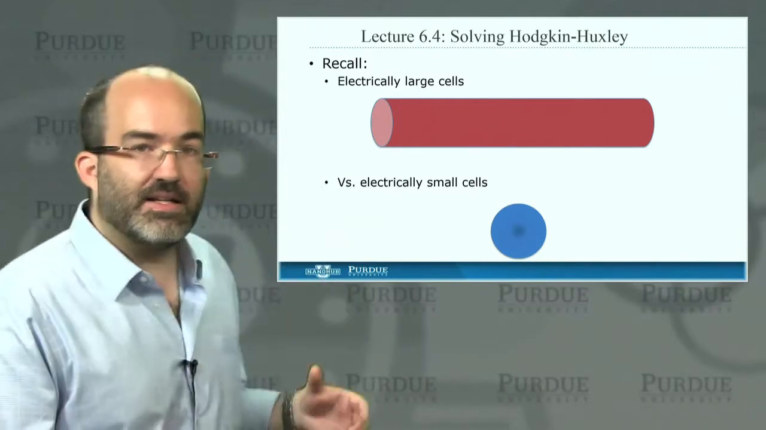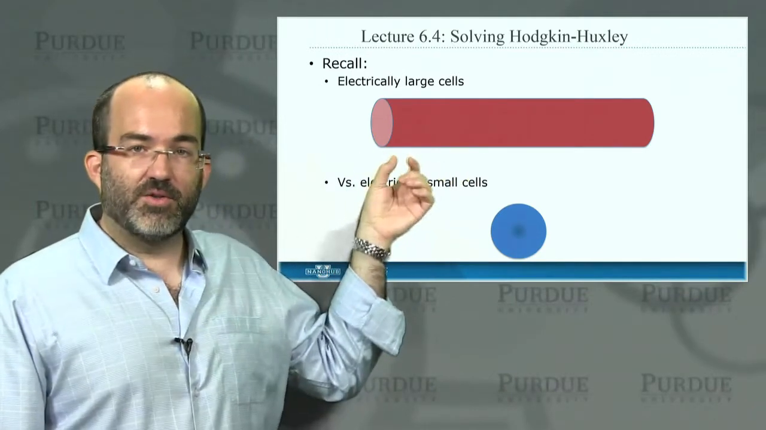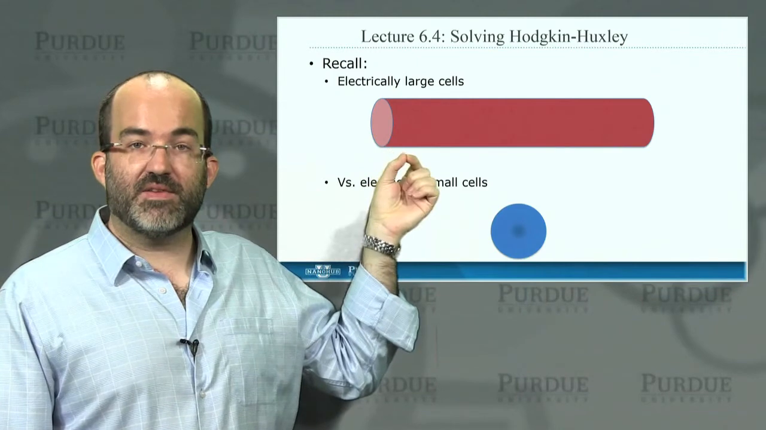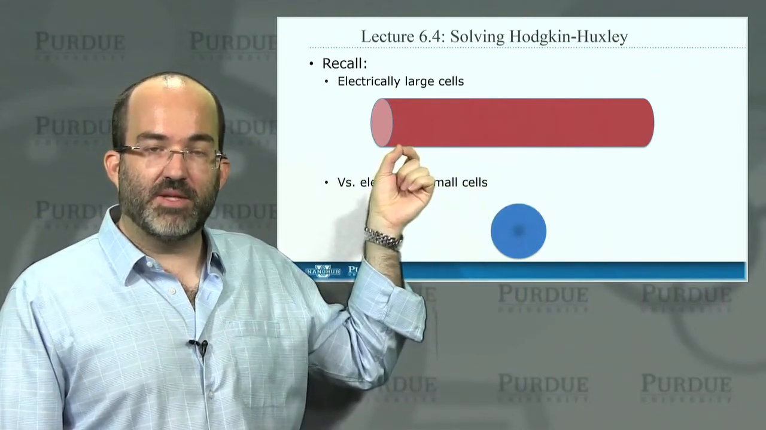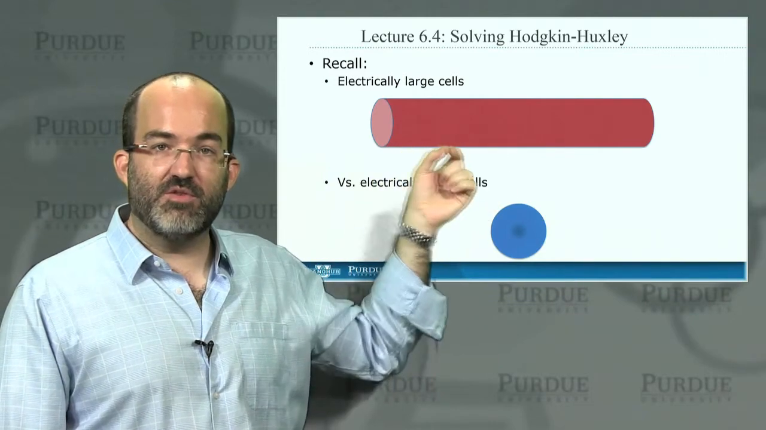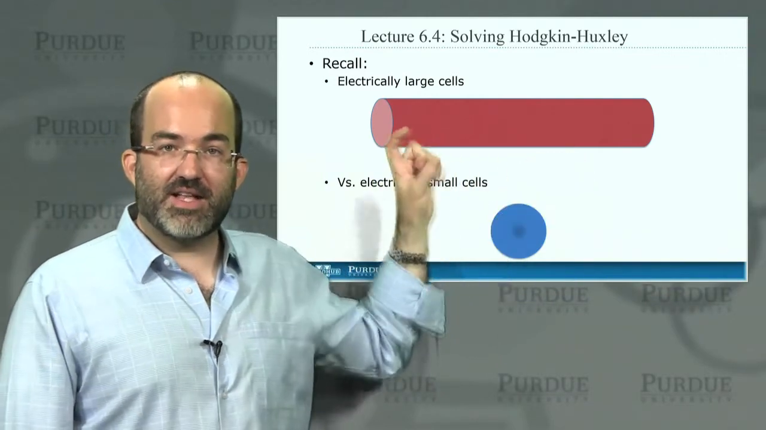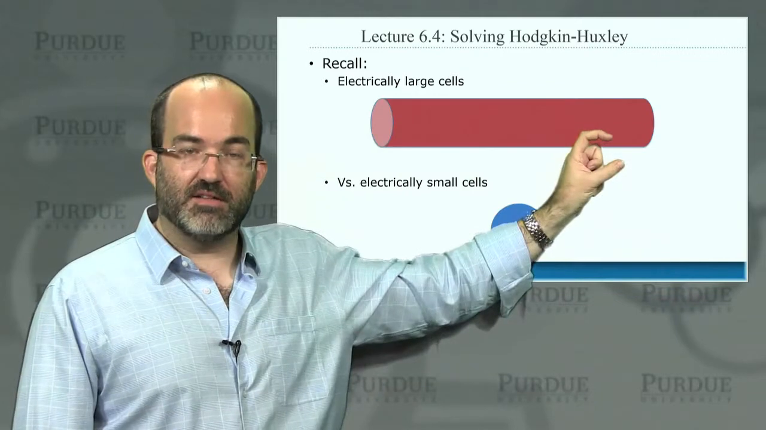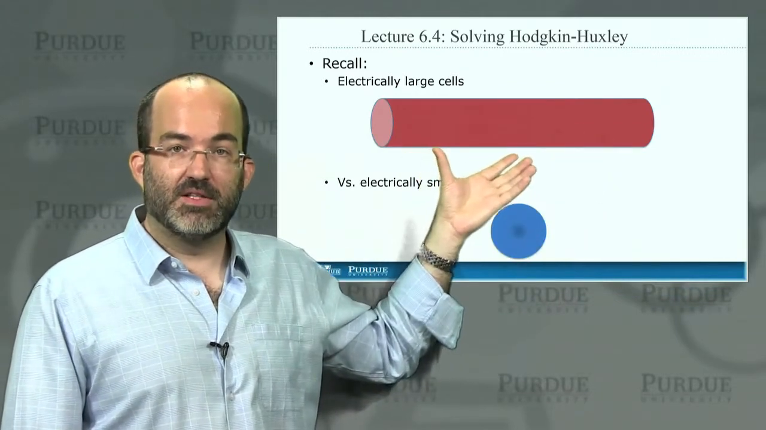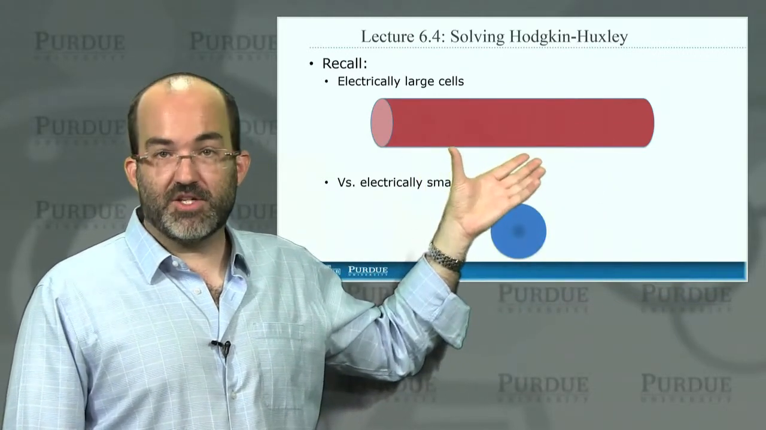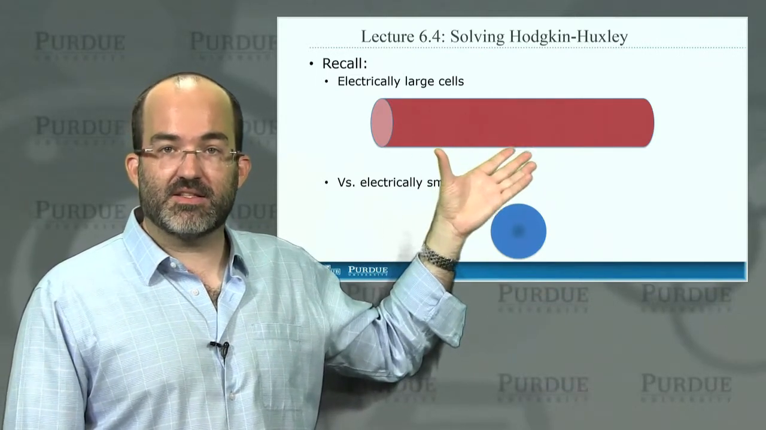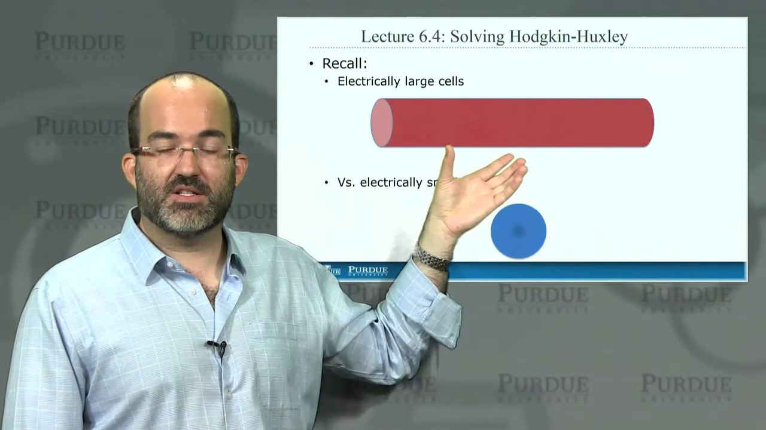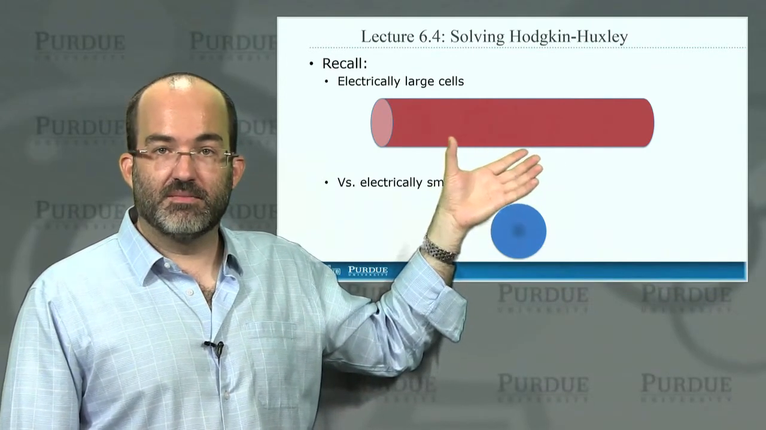small cells. In an electrically large cell, the voltage at one point in the cell can be different from the voltages at other points of the cell. So if you create a voltage in one place, it's going to propagate. It's going to diffuse out along the cell, and so that signal is going to move along the cell. If you want to be able to model the relationship between the membrane voltage and the current in an electrically large cell like this, you have to use the Hodgkin-Huxley equation for propagated potentials.